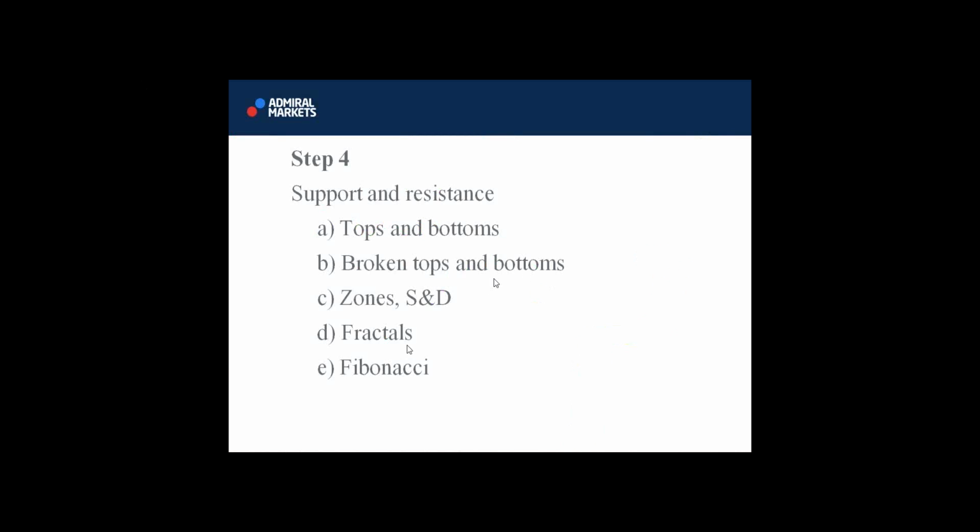Fractals, an indicator of Bill Williams that easily indicates the tops and bottoms, 2 candles to the left and 2 candles to the right. For instance, here we have 1 candle, a second candle. This candle high is higher than 2 candles to the left and 2 candles to the right. It's a fractal. And Fibonacci. You got many more, no doubt.